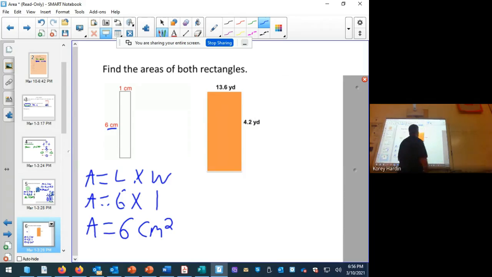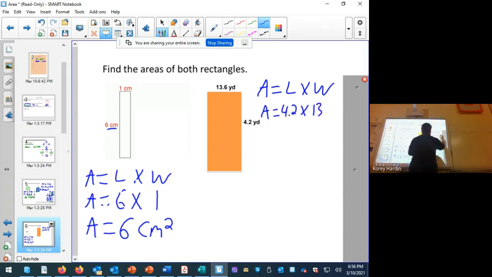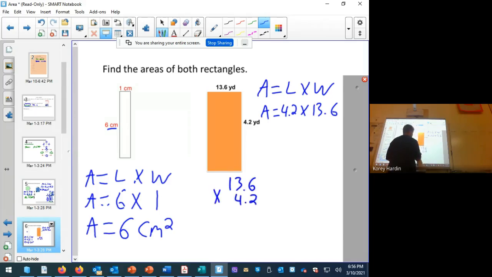All right, so pause the video and you try this one with the decimals. Okay? My formula, area equals length times width. All right, so let's check it. Area equals 4.2 times 13.6. 4.2 times 13.6. I need to go down here and work that out. Okay. I'm multiplying decimals.